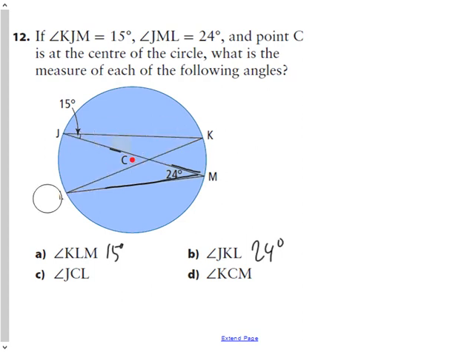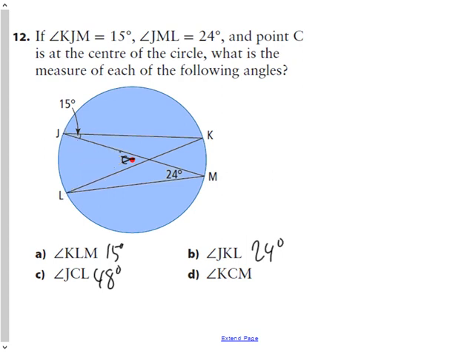Next one, JCL. So if I go JCL, now we have a central angle, okay? And now we have a central angle that J and L were connected to make 24. And since JCL is now a new thing that we just drew, it's going to be twice the inscribed, which makes it 48 degrees, because J and L are connected to M to make 24. So J and L connected to the middle would be twice that, or 48 degrees.